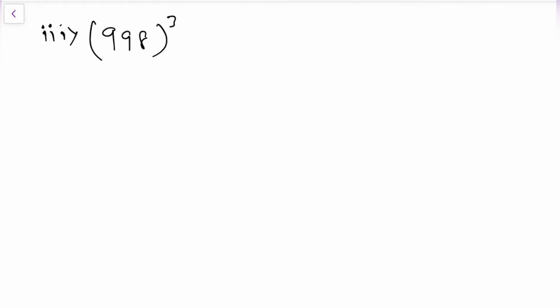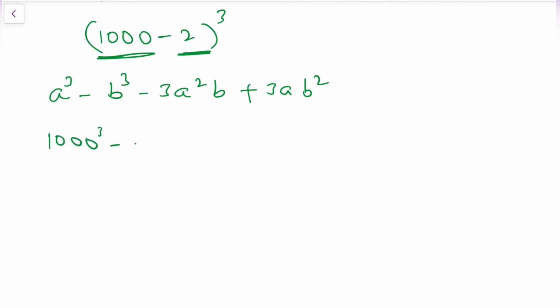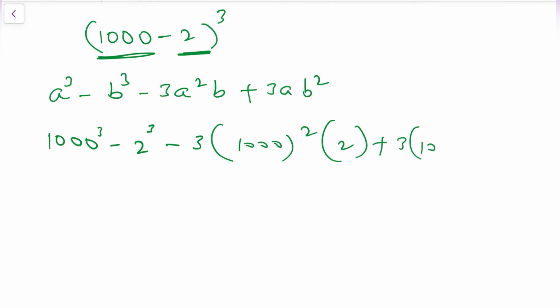Here 998 can be written as 1000 minus 2 whole power 3. So 1000 minus 2 whole power 3 is in the form of a minus b whole cube, like the first question. So a minus b whole cube is nothing but a cube minus b cube minus 3a square b plus 3ab square. In the place of a we have 1000, in the place of b we have 2. So if we substitute, 1000 cube minus 2 cube minus 3 into 1000 square into 2 plus 3 into 1000 into 2 square.